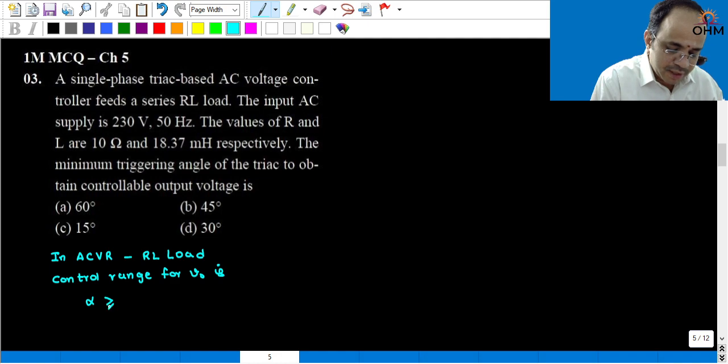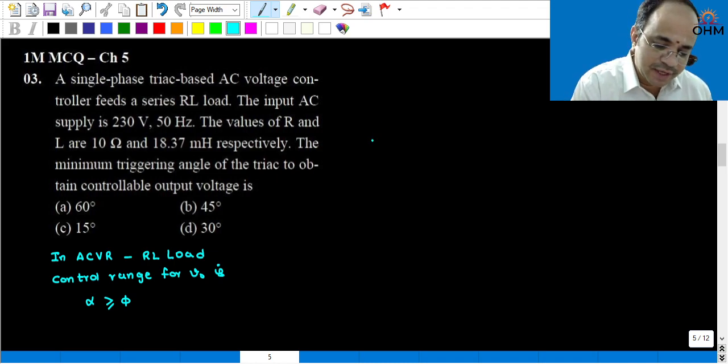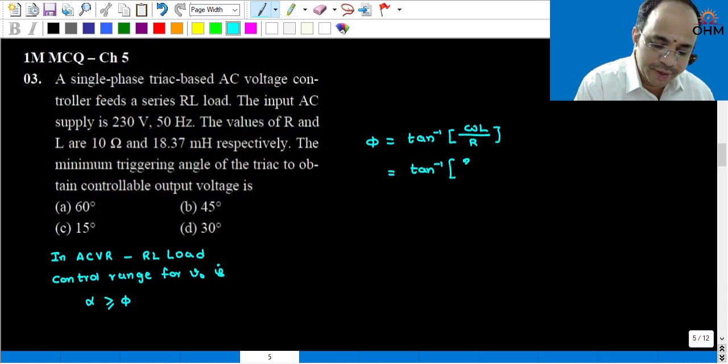alpha should be greater than or equal to phi, where phi is load power factor angle, and at the max you can increase up to 180 degree. Therefore, let us calculate what is phi here. Phi is equal to load power factor angle. You can write it as tan inverse omega L divided by R. What is omega here? 2 pi f. So tan inverse 2 pi f L divided by R.